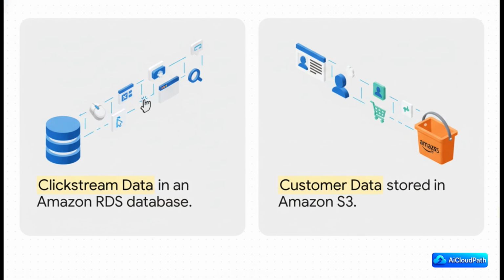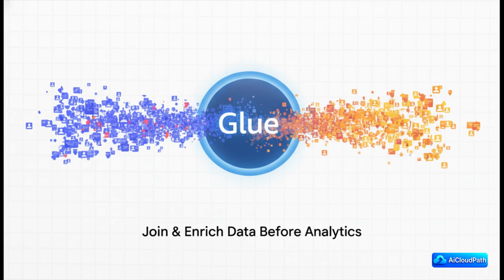Let's use a classic example to make this real. Imagine you have clickstream data, what users are clicking on your website, and it's all stored in an RDS database. And at the same time, you've got detailed customer info, like purchase history, just sitting in files on S3. Right now, those are two completely separate worlds. So a Glue ETL job can go and extract data from both of those sources. But the really amazing part happens in that transform step, where it actually joins the two data sets. It can match a user's clickstream activity with their customer profile, creating this single enriched data set that is way more valuable than the two separate pieces ever were.